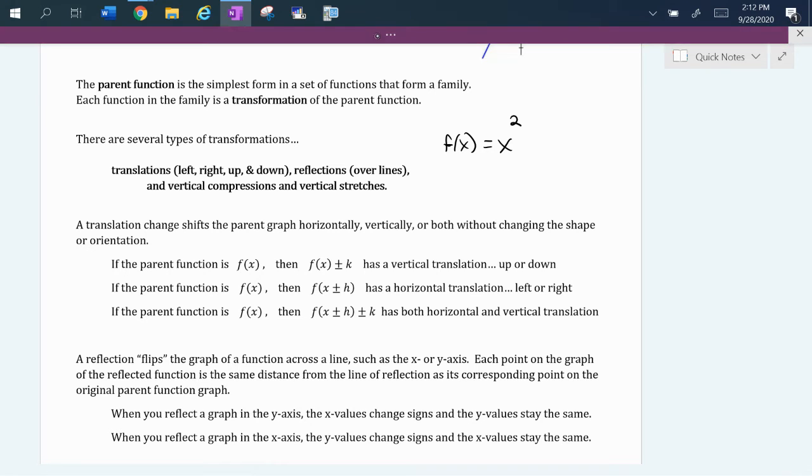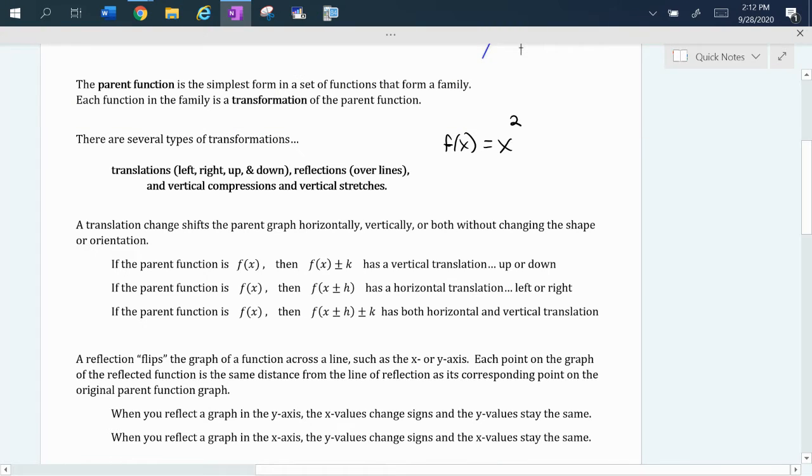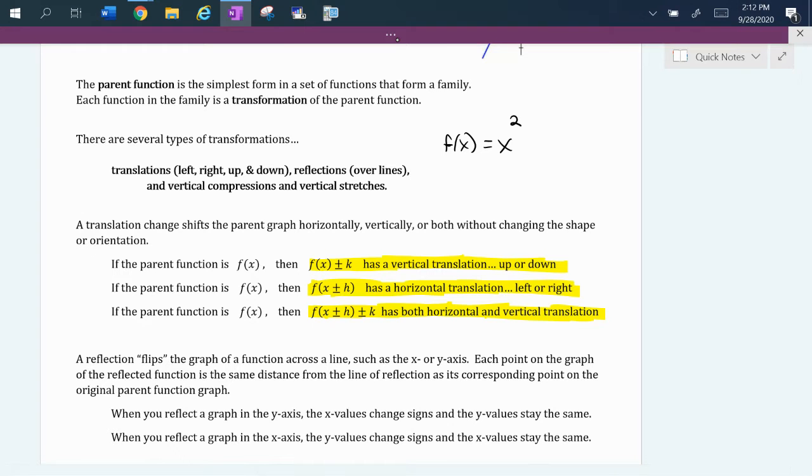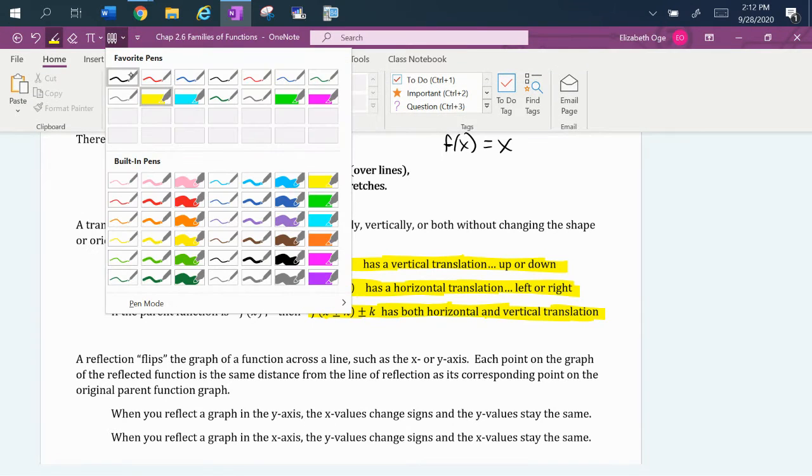So let's do a little highlighting. If the parent function is f, then f of x plus k or f of x minus k is a translation up or down. And if the parent function is f, then f of x plus h or f of x minus h is a horizontal translation, left or right. And then if f is my parent function again, then we could have both a horizontal translation and a vertical translation in the same graph.